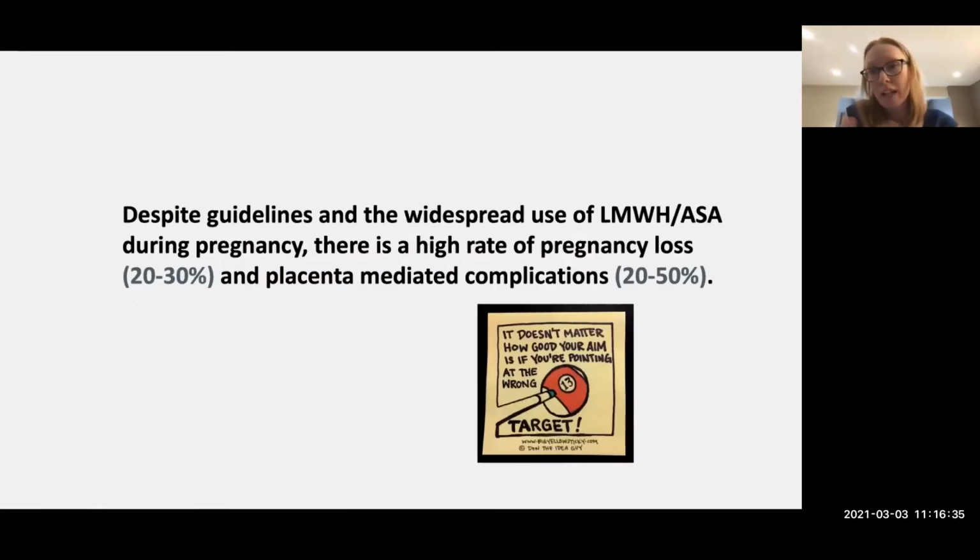And despite this widespread use and really standard of care, there still remains in cohort studies a 20 to 30% risk of pregnancy loss and up to 50% risk of other placenta-mediated pregnancy complications. So where do we go next? Could we look at something that maybe is not related directly to anticoagulation and more trying to understand the pathophysiology or other targets to improve outcomes?